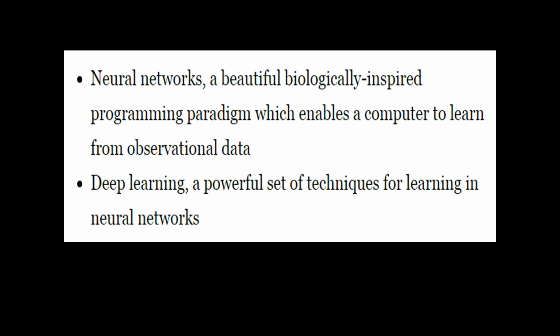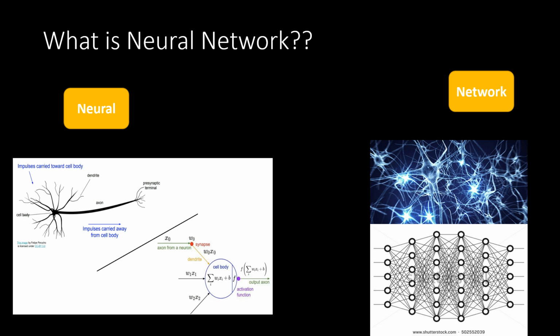Now let's go back to neural networks and deep learning. I told you the definition here. If you ask what is a neural network, it comprises two words, neural and network. Neural means neurons, the basic unit of the neural system. If you take a biological neuron, it looks something like this. You will have inputs coming here called dendrites, and then the output going through the axon, and this is the output unit.